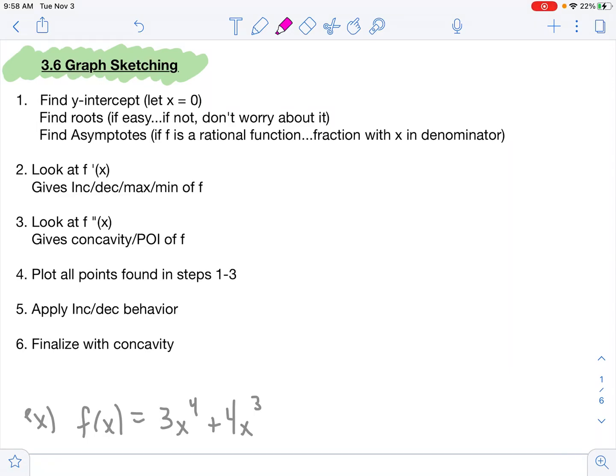All right, let's sketch some graphs. We'll take everything we've talked about in chapter 3 so far and put it together so that we can sketch graphs without the use of a calculator, okay? So 3.6 covers sketching of graphs. Here's kind of like my process.